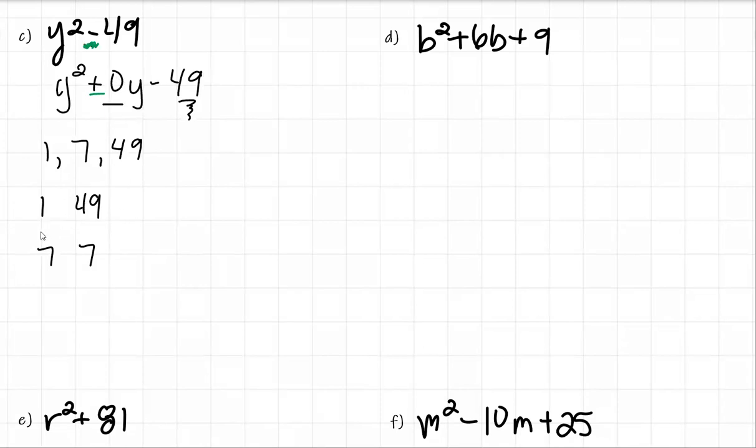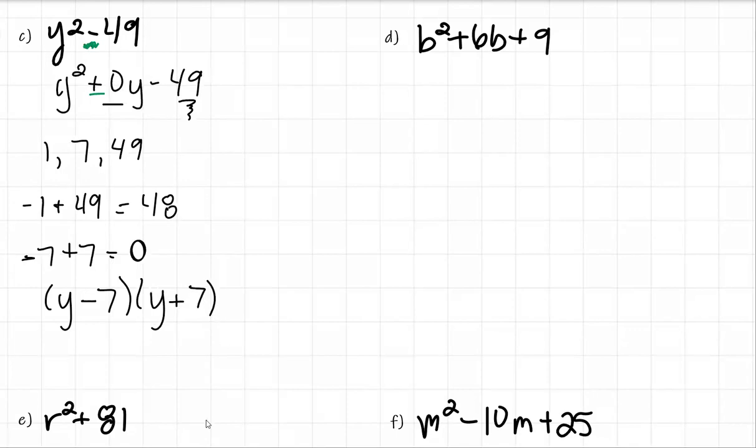What's the only way to do that with these two pairs? No matter how you do it for the first one, there's no way I can get 0. It's either going to be 48 or negative 48. So it has to be this second pair. Negative 7 plus 7 is 0. That's the only way I can get the middle term to be 0. So when I factor it, I get y minus 7 times y plus 7. All right, and there's my answer.